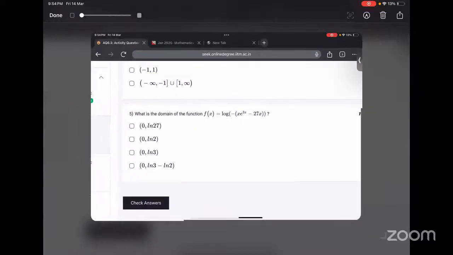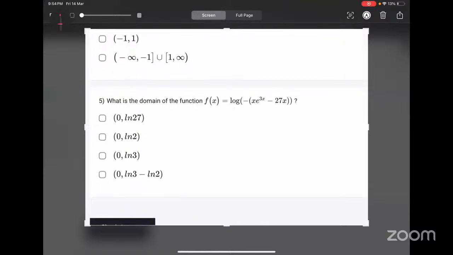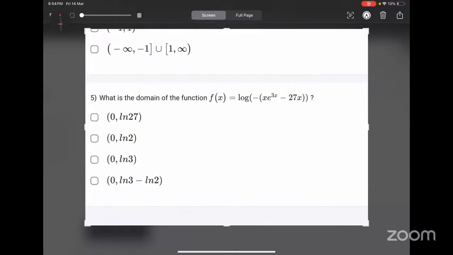Again, we have to find the domain. So what should be the initial step? Domain first. We need to define this log, so the argument should not be negative, it should be greater than 0. That means if you exclude the minus, this should be less than 0, right? Yes. Minus 27x less than or equal to 0, not equals. Log of 0 is not defined, right? Yes, correct, so not equal.